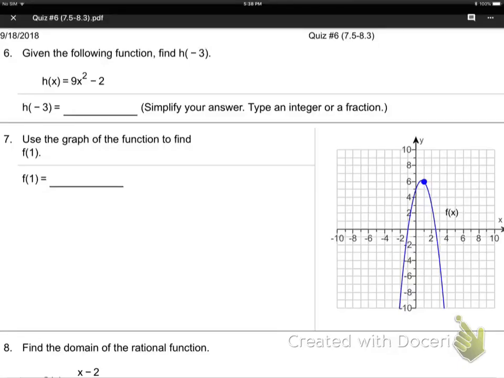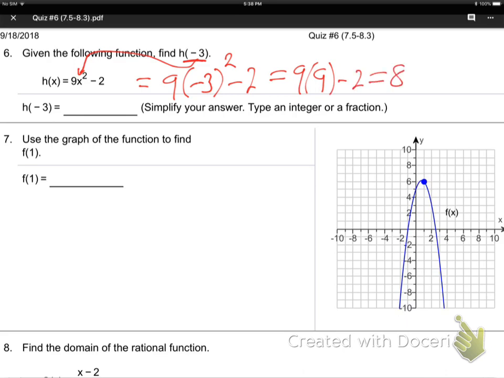So now we're on number 6. They want h of negative 3. So that means plug negative 3 in right there. So that'll be 9 times negative 3 squared minus 2. That's 9 times 9 minus 2. 81 minus 2, 79. The next part, they say find f of 1 on the graph.